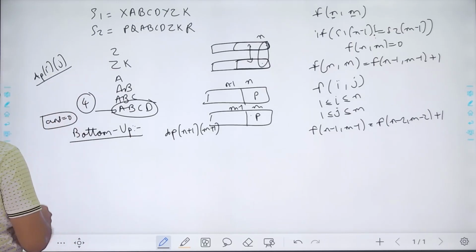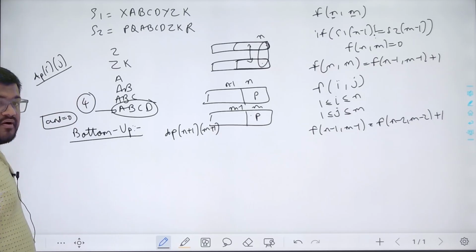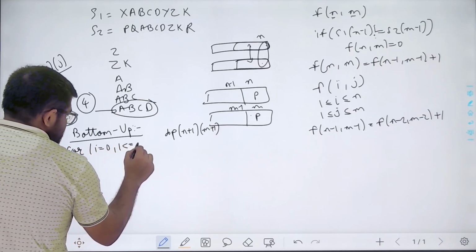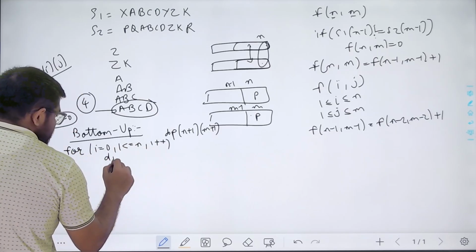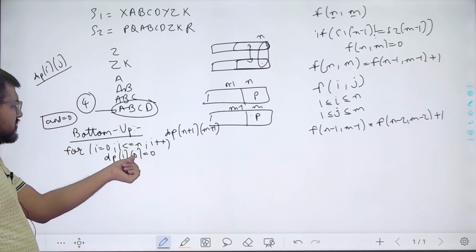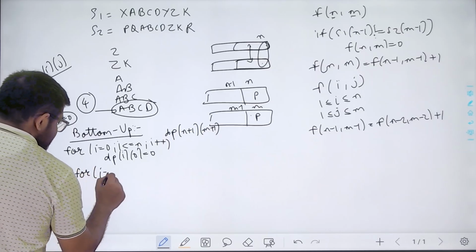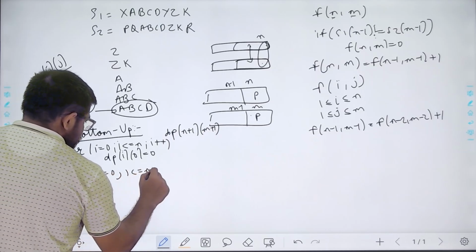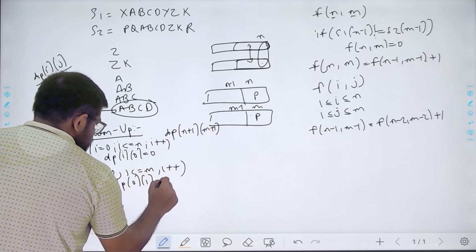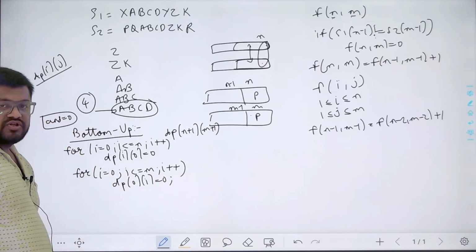Now first I will fill the base case. What would be the base case? If any of the strings is empty, in that case the common substring would be 0. So for i equals 0, i less than or equal to n, i plus plus, dp of i, 0 is equal to 0. Because if the second string length is 0 that I am considering, then there can be no common substring. Similarly, for i equals 0, i less than or equal to m, i plus plus, dp of 0, i is equal to 0. It means if there is no character of the first string I am considering, then the common substring will be 0.